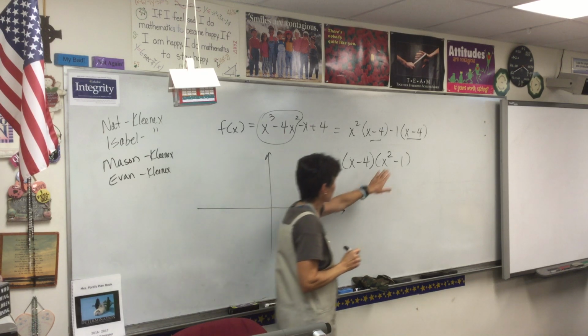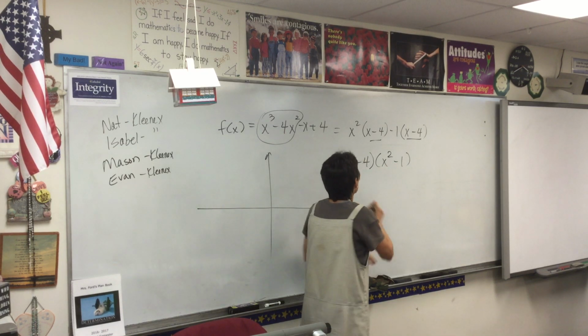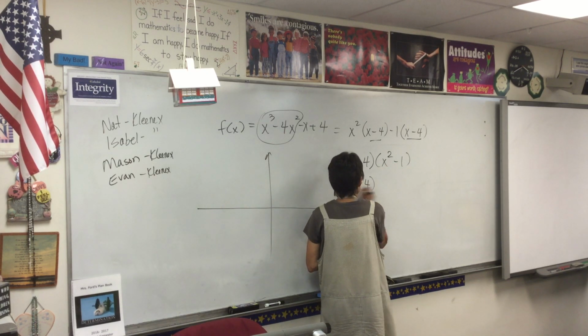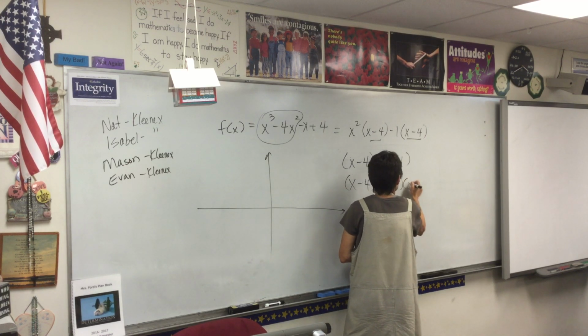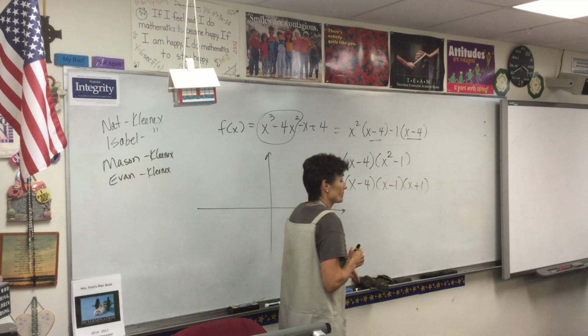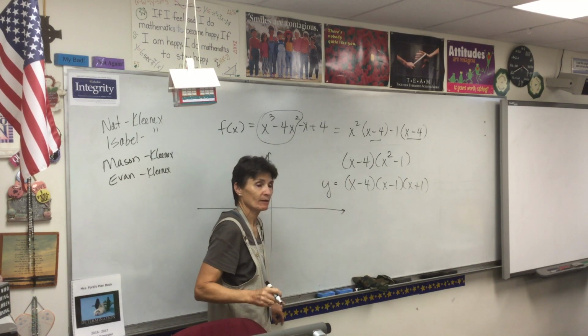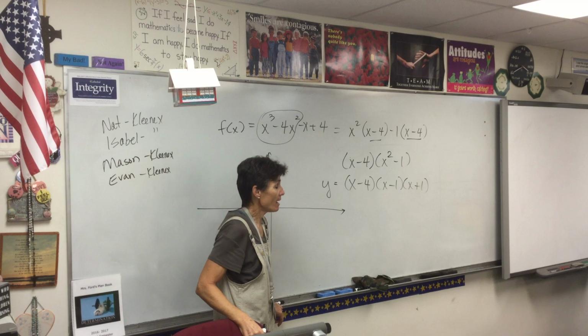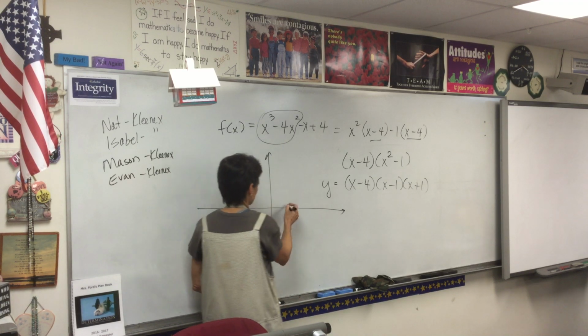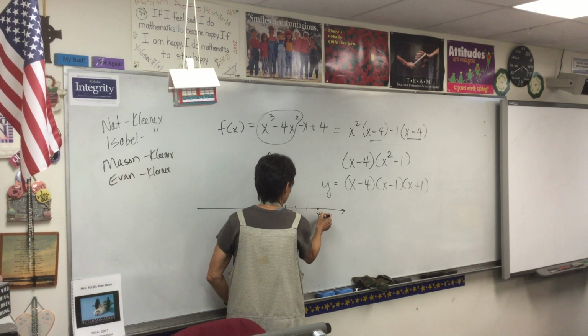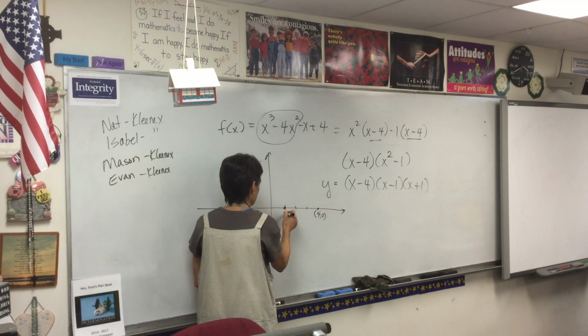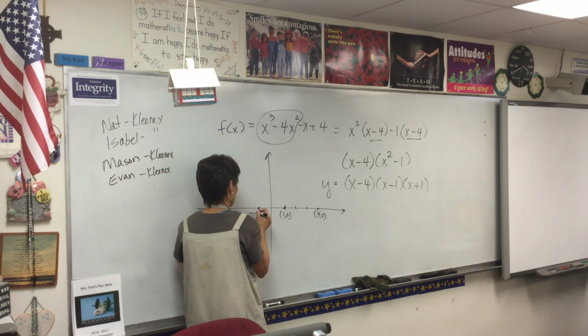Now, what do we notice about that guy? x plus 1, x plus 1, x minus 1. Is this now factorable, or graphable for me? Yeah. Now I can put dots at 4 and 1 and negative 1.